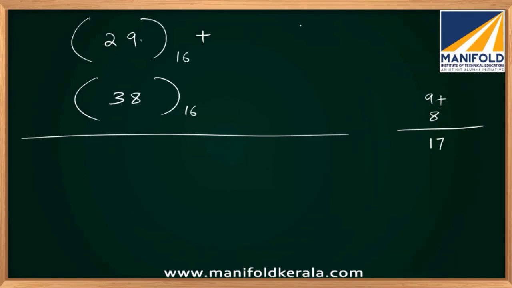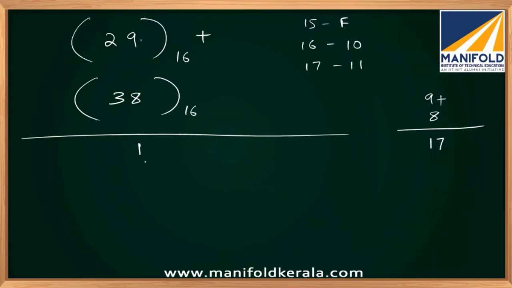See, 15 is actually F. Now after 15, what will it be? The decimal 16 will be represented in hexadecimal as 10. 17 will be represented as 11, right? So basically what you should get here is 11, and in that one, you will place a 1 here.